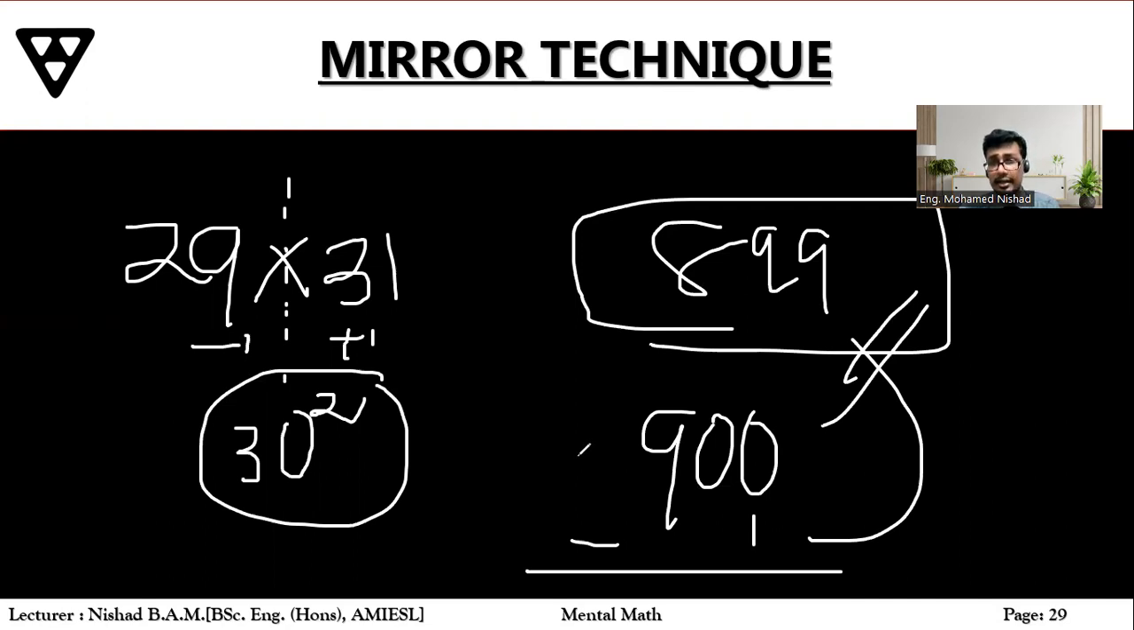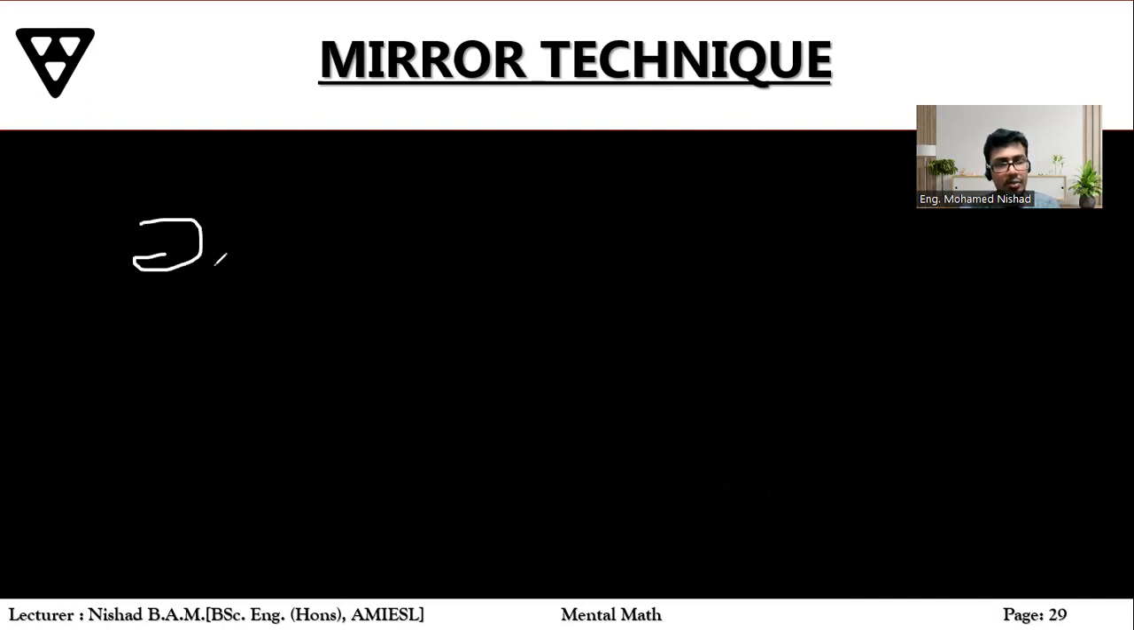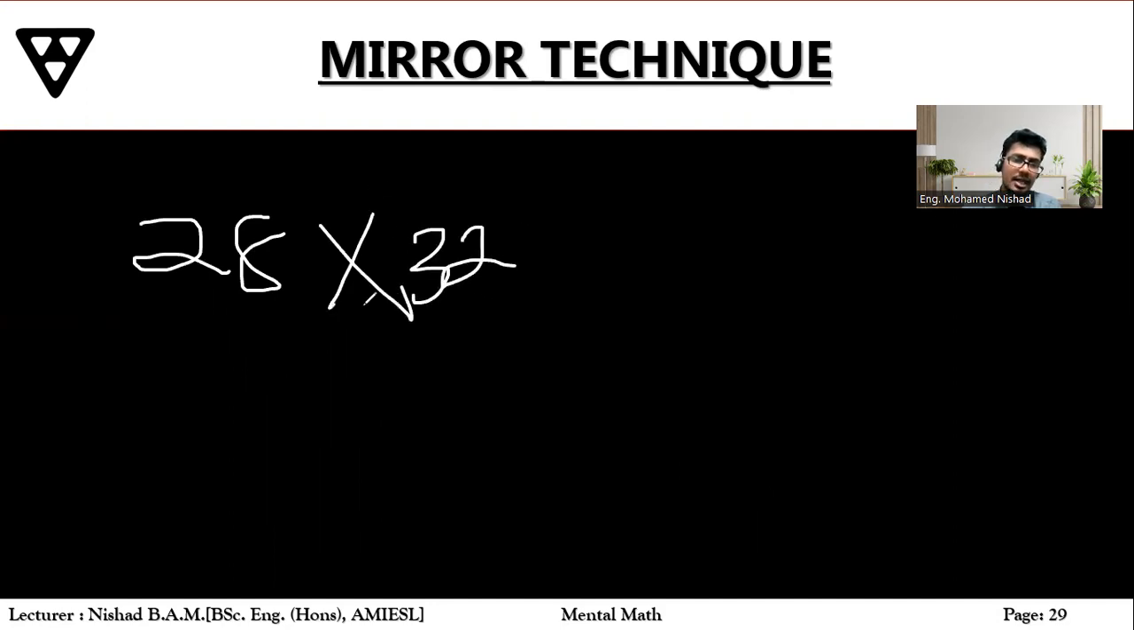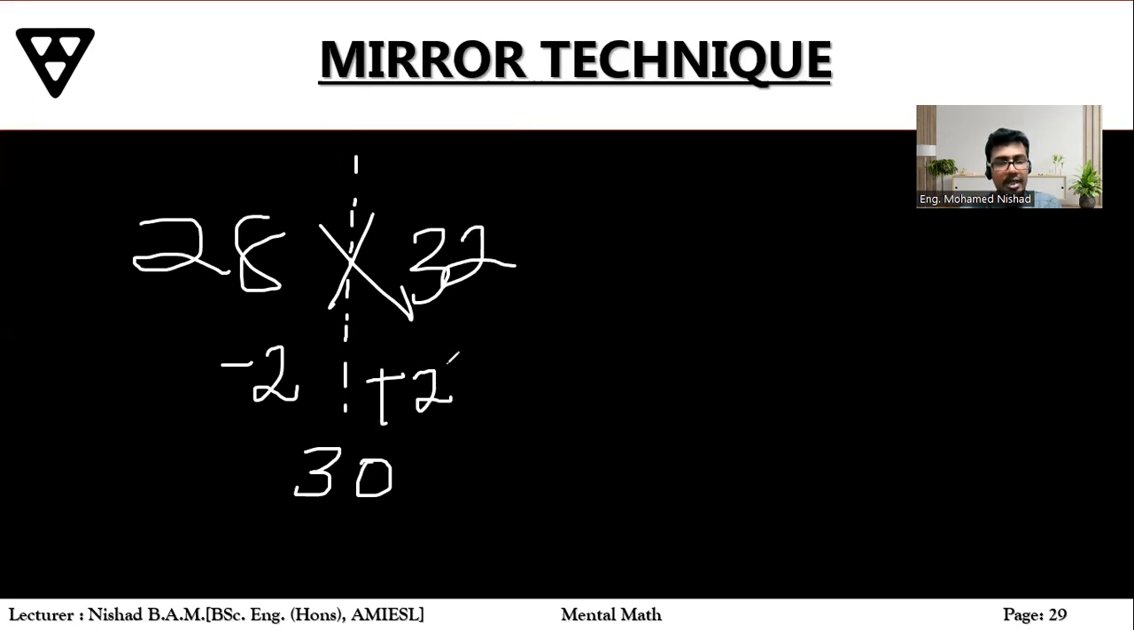Let me provide you another example, how much will it be, 28 times 32. Can we apply the mirror technique to this multiplication? That is where you have to check. Yes, we can apply it. Why? Because on both sides, the difference is 2: from 30, 2 has been subtracted, and 2 has been added to that 30.